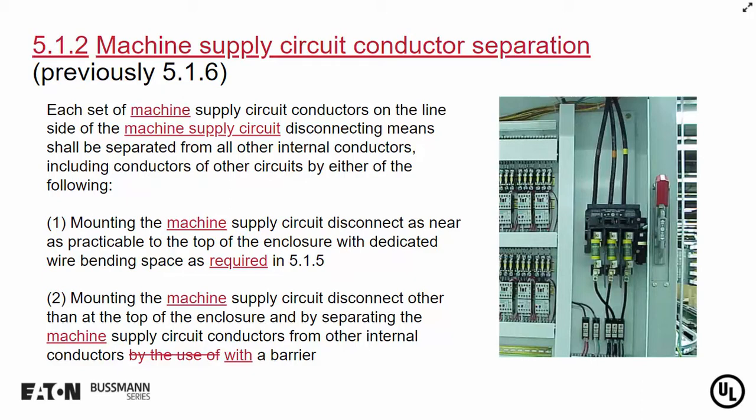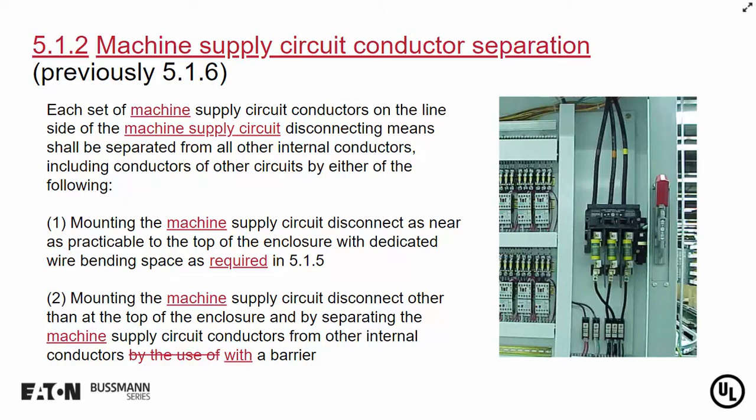So as you can see here, section 5.1.2 covers the separation requirements for the machine supply circuit conductors, which, as you'll notice here too, with the restructure of Chapter 5, we moved a lot of requirements around. So this is not necessarily new text. It actually existed previously in section 5.1.6. And again, you'll see that we've moved things around pretty dramatically. In fact, when we first did this in the first draft stage, we actually had kind of a spreadsheet that showed what was there and where it moved to make sure we didn't lose any requirements in this transition.